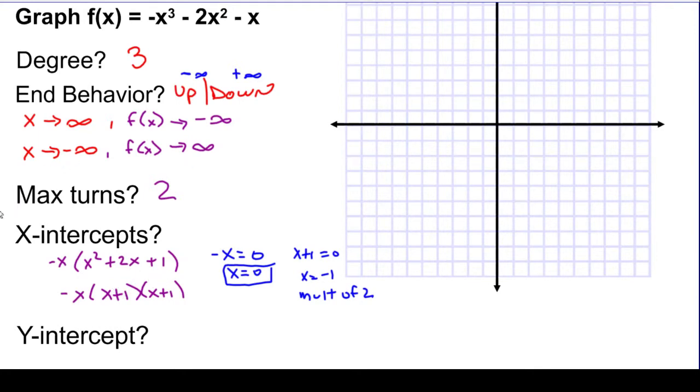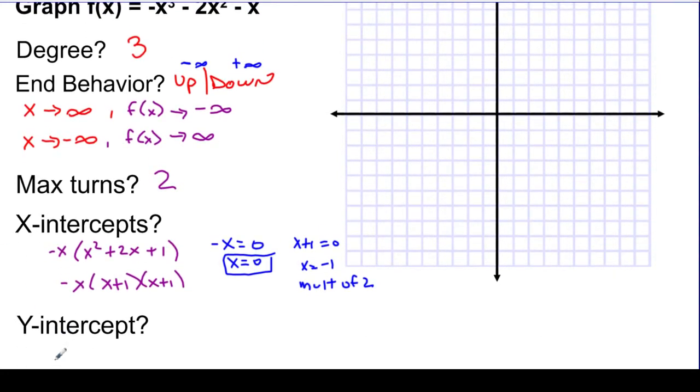For my y-intercept, again, I just need to set x equal to 0 in the original expression, and watch what happens here. When I say f of 0 in this case, I get negative 0 cubed minus 2 times 0 squared minus 0. If I were to simplify this, this is just 0 minus 0 minus 0, still 0. So 0 comma 0 is my y-intercept. If you notice, my x-intercept and my y-intercept in this case are exactly the same point. So I'm going to put down those points: 0, 0, and -1, 0.